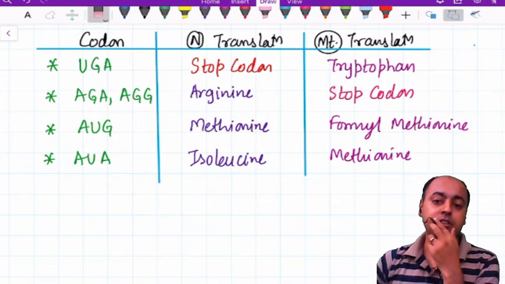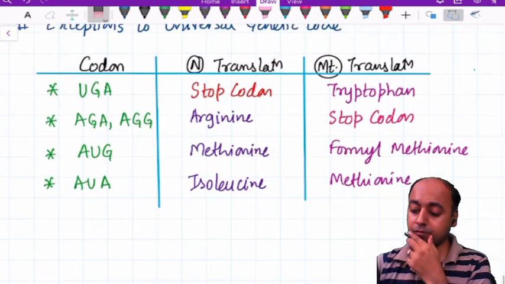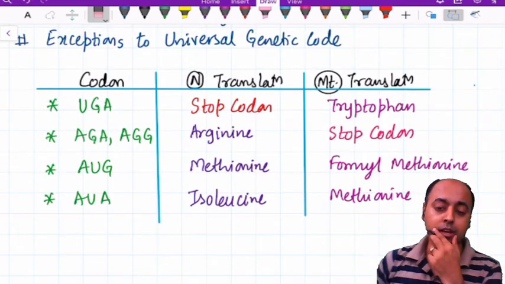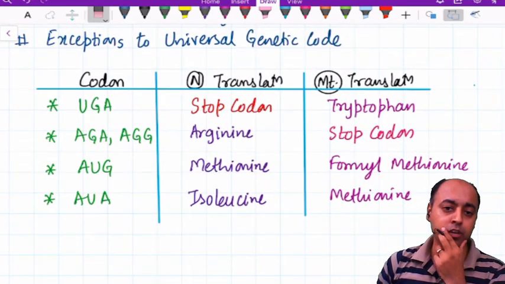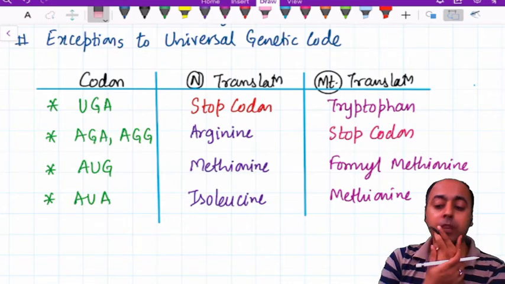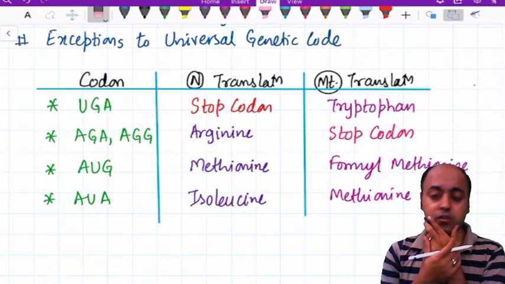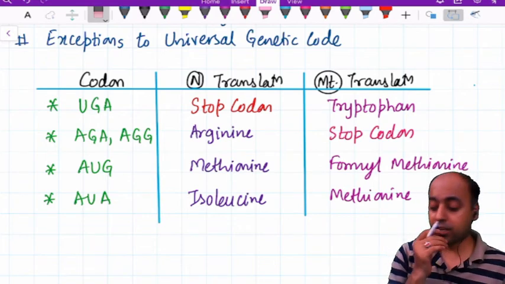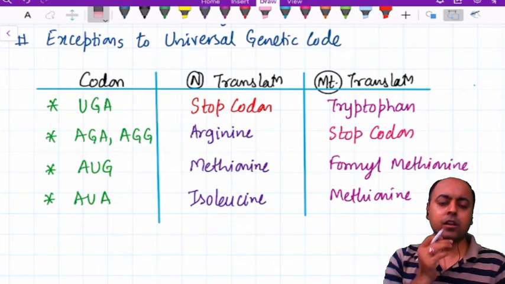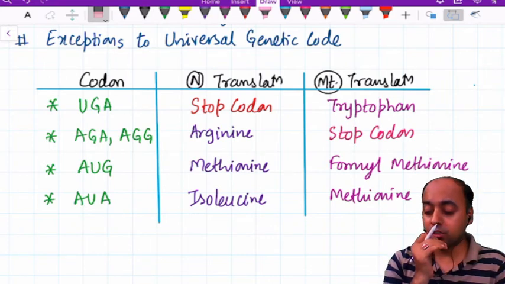These are the differences from the universal genetic code as seen in the mitochondria. When you're writing the short note on mitochondria, make sure you mention these differences from the universal genetic code. They are very, very important. Before we go further, I would like to draw a comparison for the mitochondria, which is easy to understand.